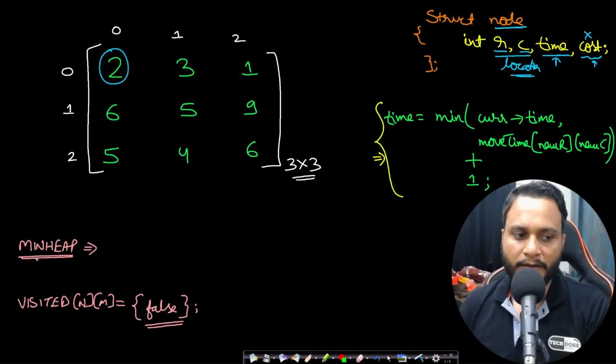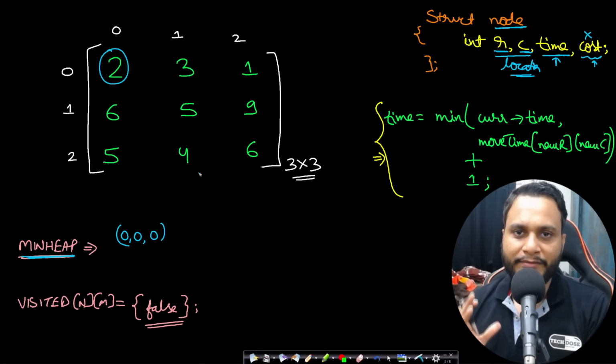So I will be using a min heap because I want to minimize the cost. Therefore Dijkstra will use a min heap here. Now the min heap will have 3 different values, as I said: r, c, and time. If I start at 0, 0, my min heap will have 0, 0, and the time t equals 0, right? So this will be present in the min heap entry.